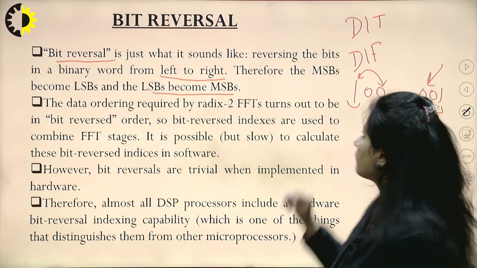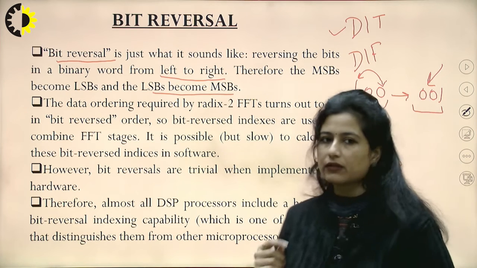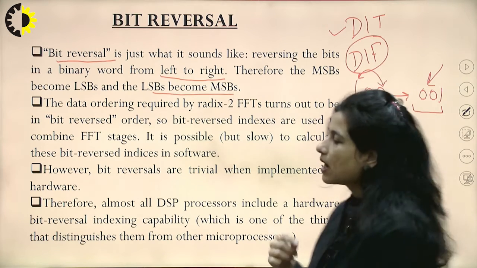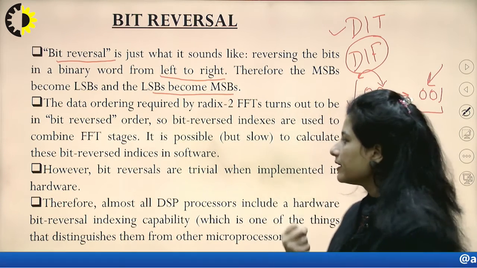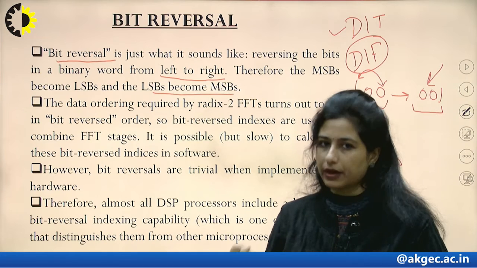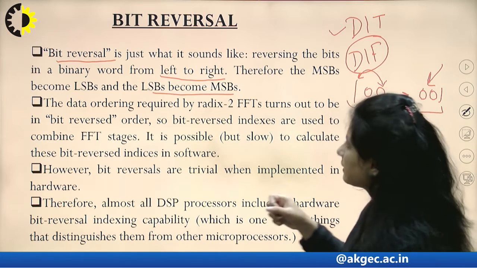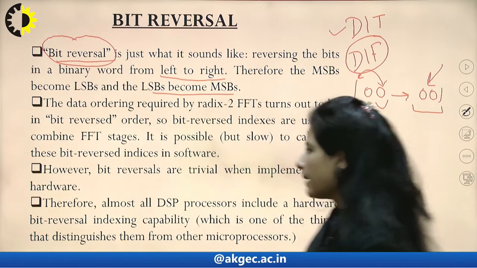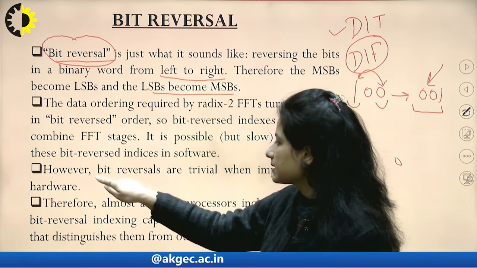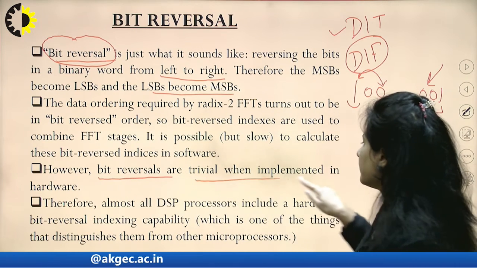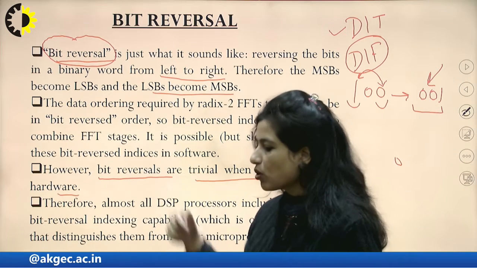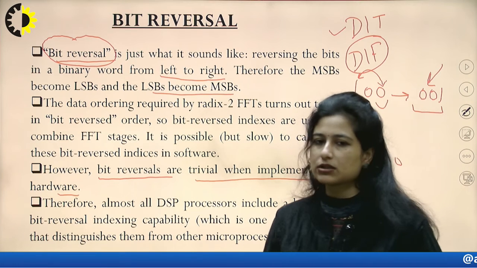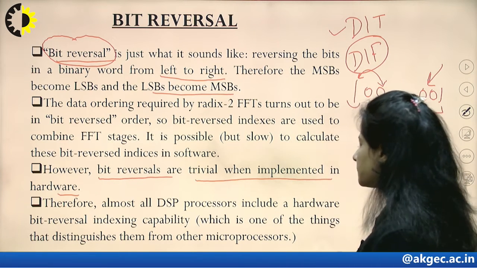Whenever we are performing this DIT, we have seen that we are giving input in an unordered way. In DIF, I am obtaining output in an unordered way. And if I try to see the pattern of this unordering, I would see that the unordering is following the bit reversal pattern. This bit reversal is trivial when we implement it in hardware, and because of this we get many advantages, first in the calculation and second in the memory required for the calculation.